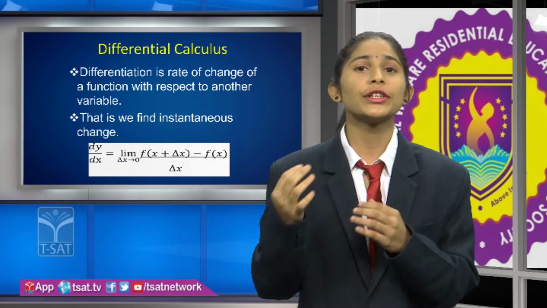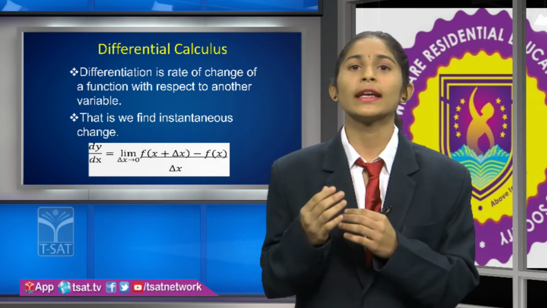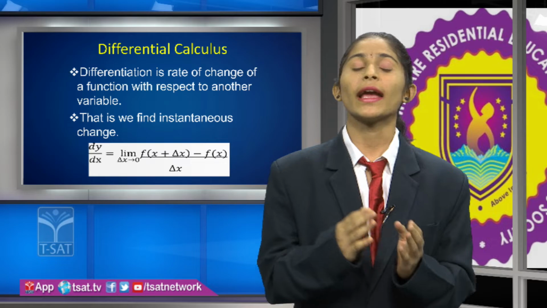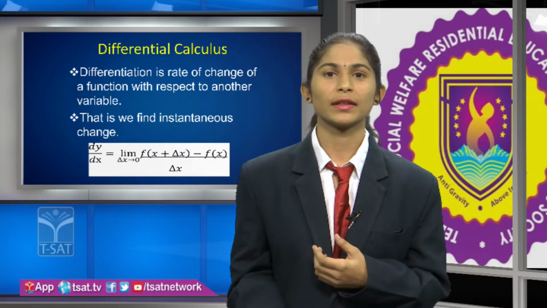The mathematical denotation for differential calculus is dy by dx is equal to limit delta x tends to 0 of f of x plus delta x minus f of x, divided by delta x. Do you know what the limit is here? Here the limit is the small change in quantity.